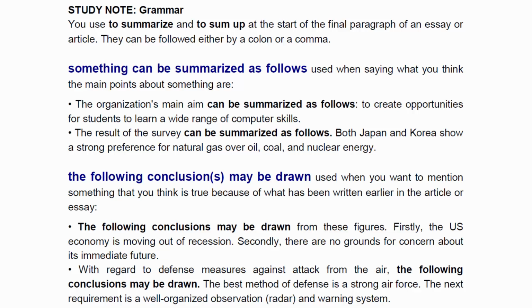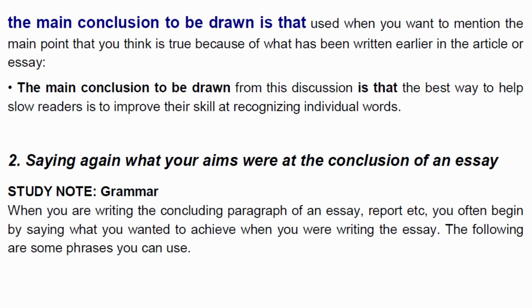Next, with regard to defense measures against attack from the air, the following conclusion may be drawn. The best method of defense is a strong air force. The next requirement is a well-organized observation or radar and warning system. Okay guys, let's go on.